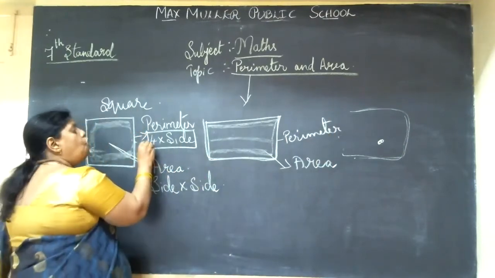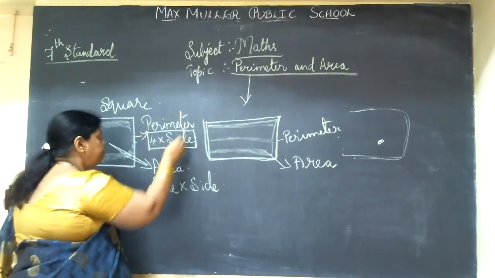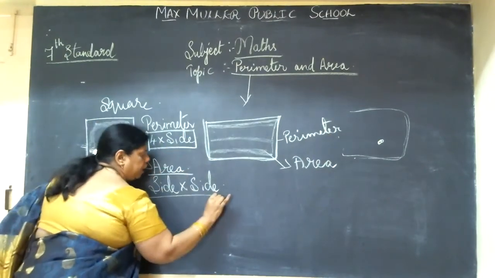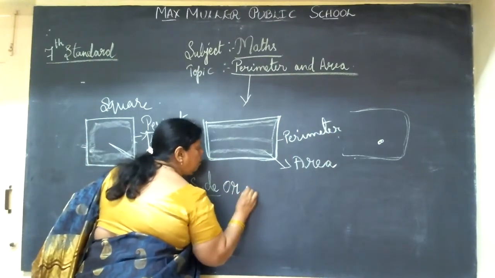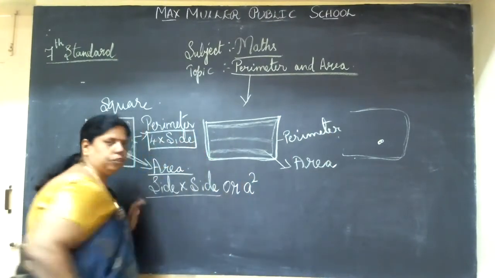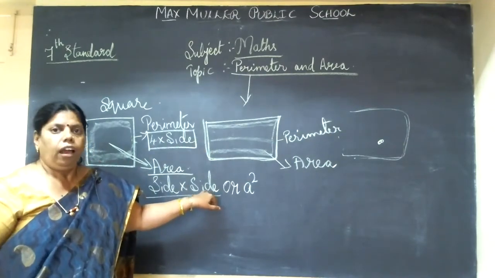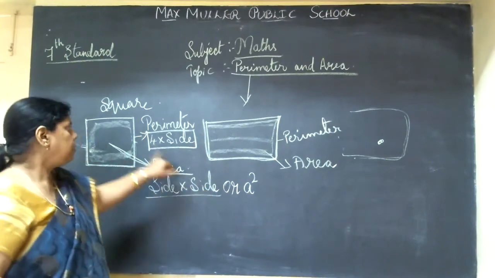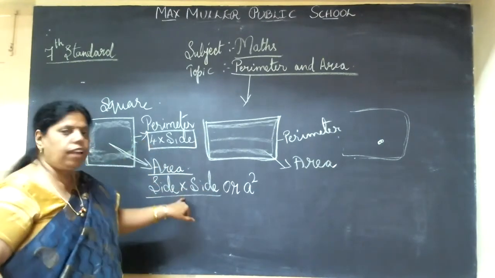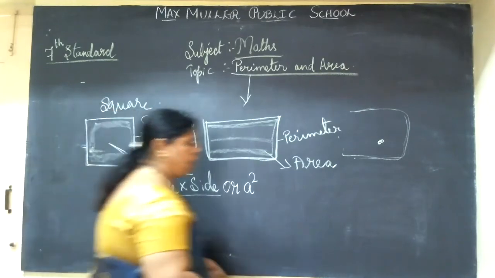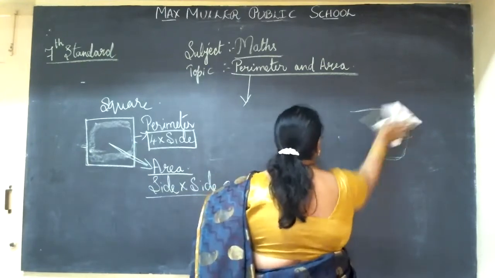They have different measurements. A square has a perimeter of 4 into side, and the area is calculated by side into side, or you write it as a square. Did you understand now, children? The perimeter has a different measurement and the area has a different measurement. Let me try to explain with an example.